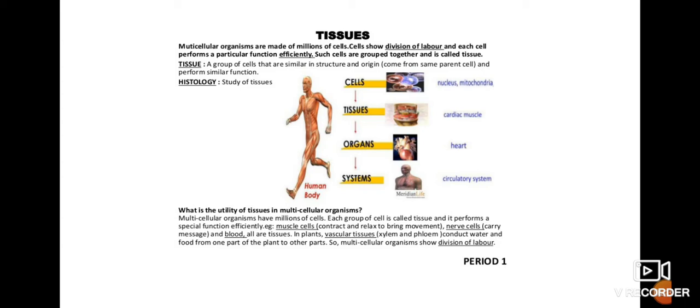Now, the question comes up: how are tissues important for multicellular organisms? We know that multicellular organisms have millions of cells within them. Each group of cells performs a specific function in an efficient manner. That reduces the workload of every cell, and shows an efficient division of labor.